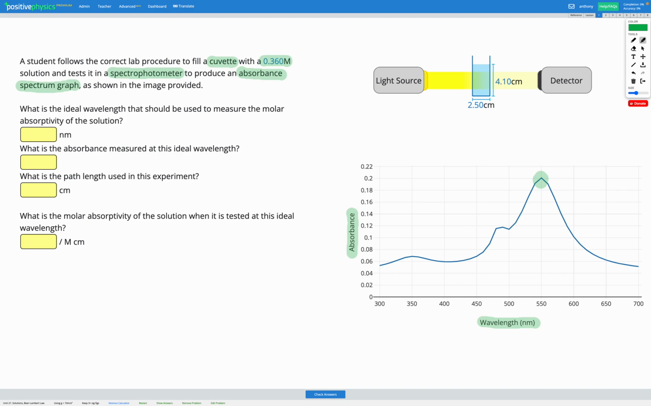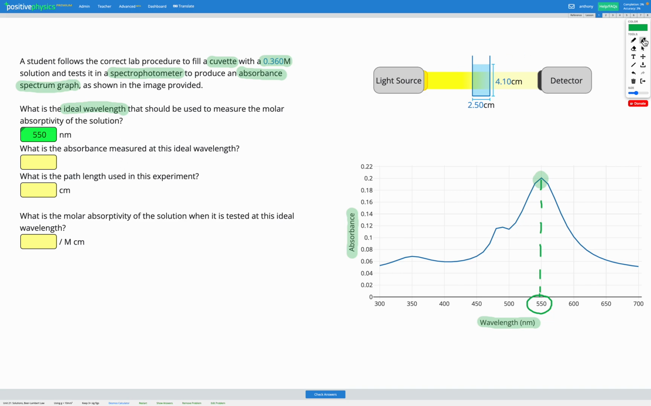The first question asks, what is the ideal wavelength that should be used to measure the molar absorptivity of the solution? So that's at the point we just identified. Our wavelength is on the x-axis. So if we go down and find our wavelength at that point, it's 550 nanometers. So that's going to be our ideal wavelength.